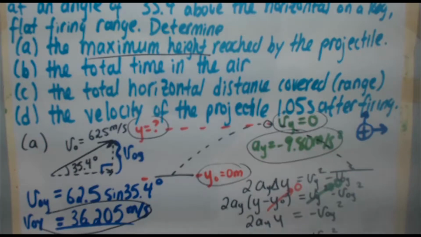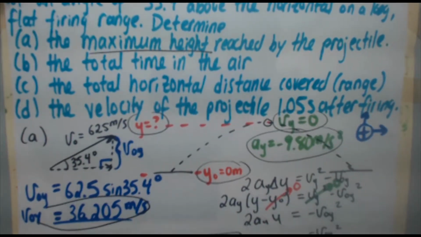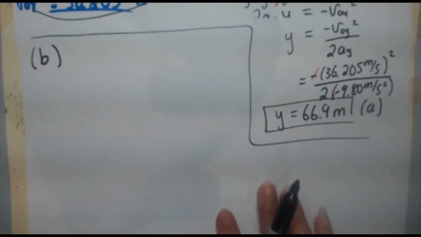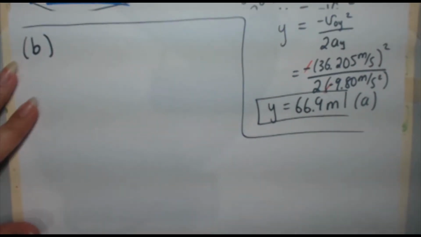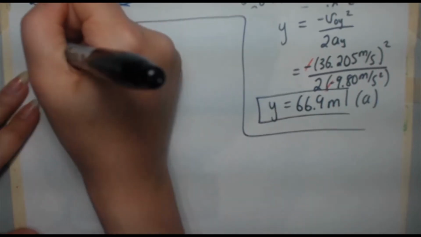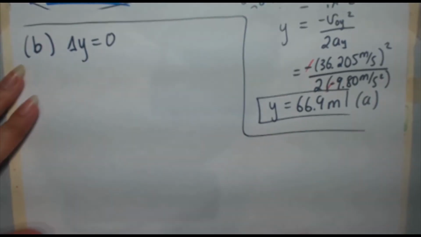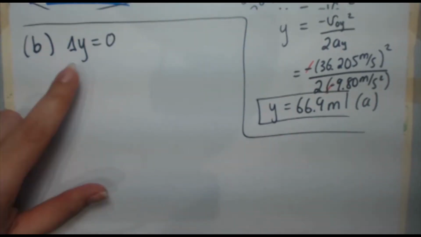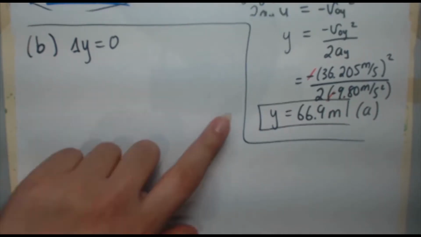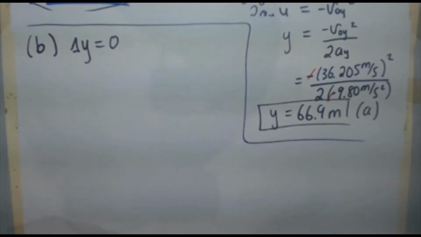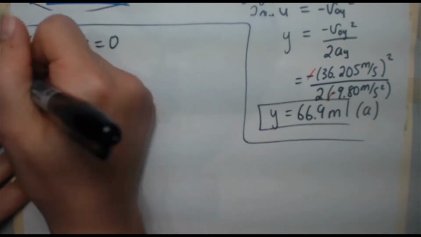The other way to determine this is, well, you see how it starts at y naught equals 0? Well, it also lands at y equals 0 because it's a flat horizontal firing range. So therefore, the change in the vertical displacement is 0. So if you want to keep working with the vertical direction, you can actually determine it like that as well. Because it starts and stops in the same place, delta y is equal to 0. We now know the maximum height reached. We don't need to use that for this part. But let's go ahead and use this formula.